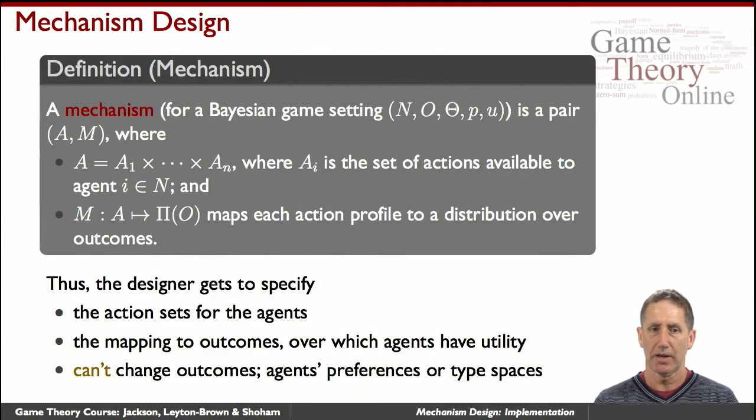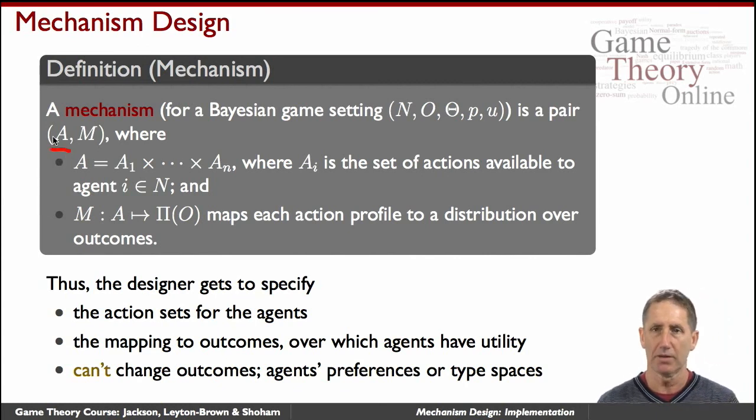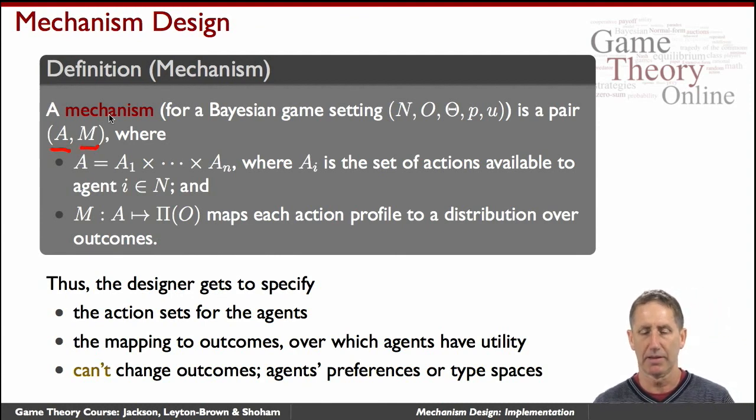So now, what is a mechanism? A mechanism consists of those things that, when added to the Bayesian game setting, will make for a Bayesian game. So the thing that is missing is the actions. So far we had no actions for the agents. So a mechanism simply specifies the actions, for example, the voting rules or the auction rules. And it also specifies, because the actions, if they just live in a vacuum, don't have any force, so they need to interact with the setting somehow, the outcome, or more generally a distribution over the outcomes.